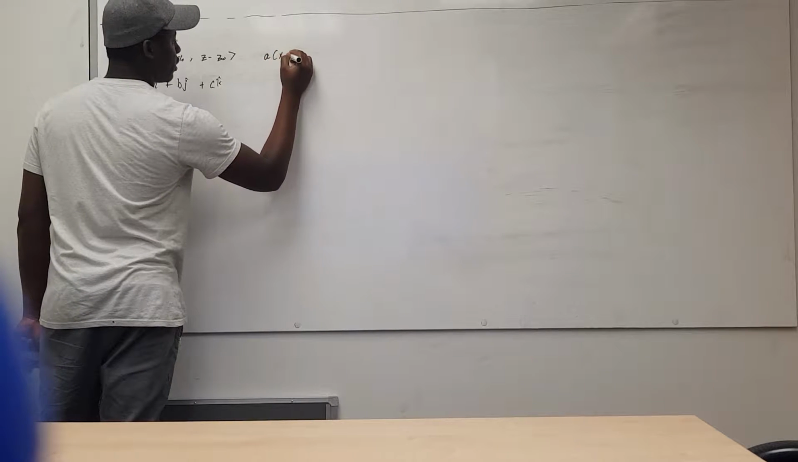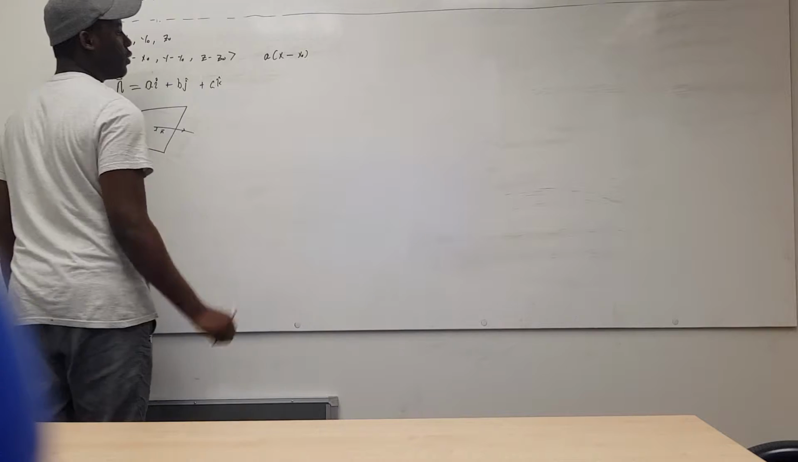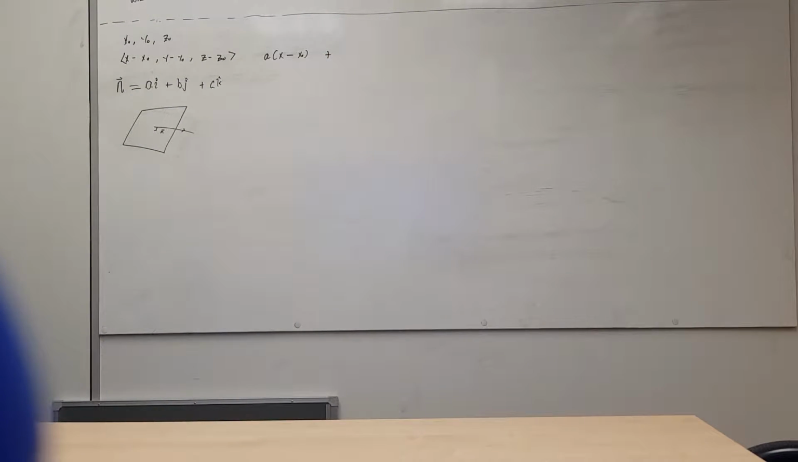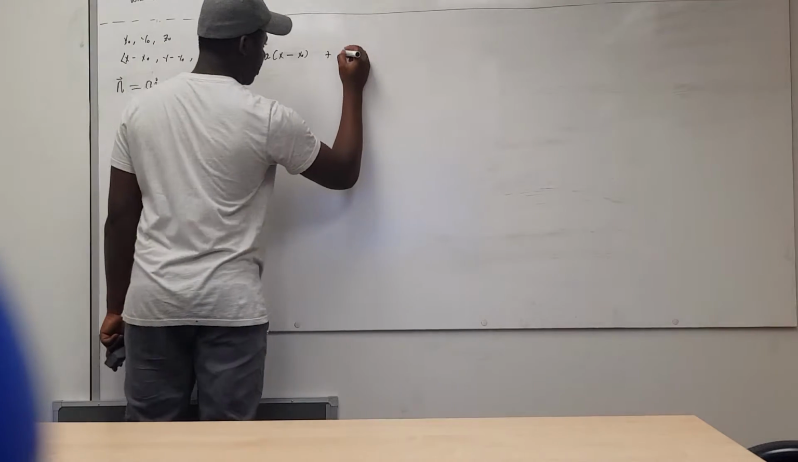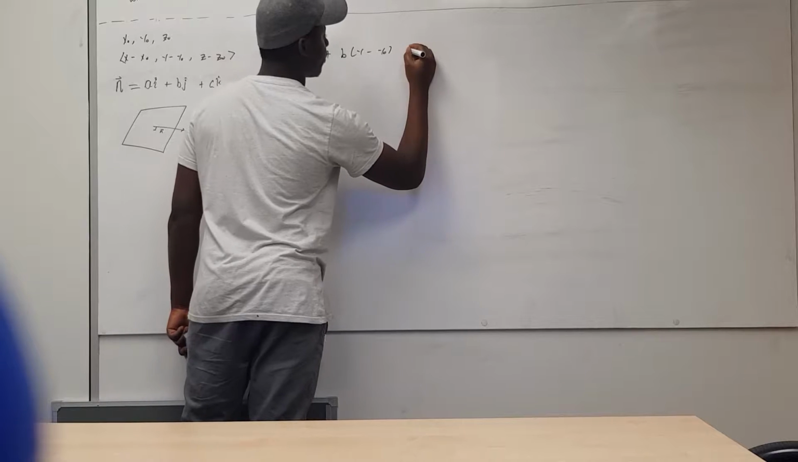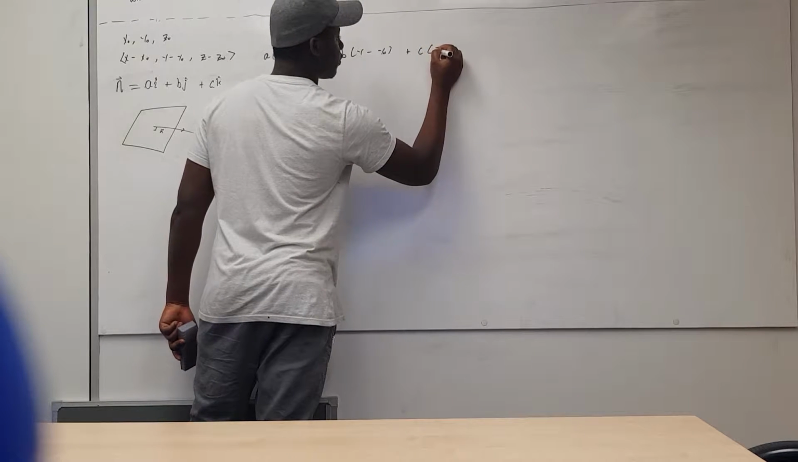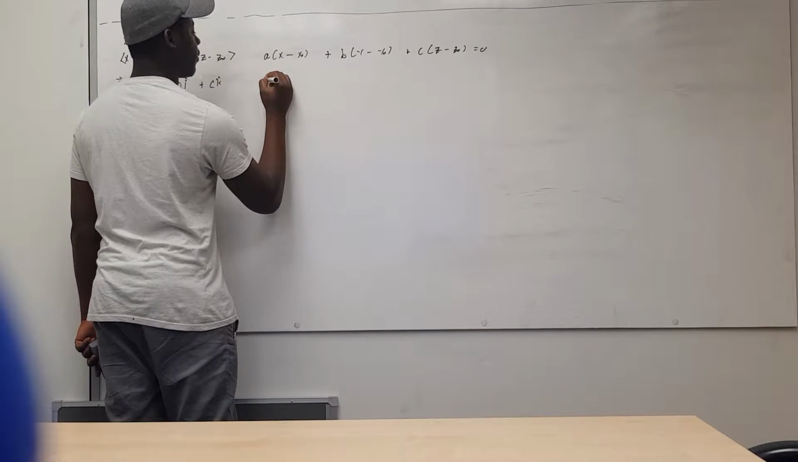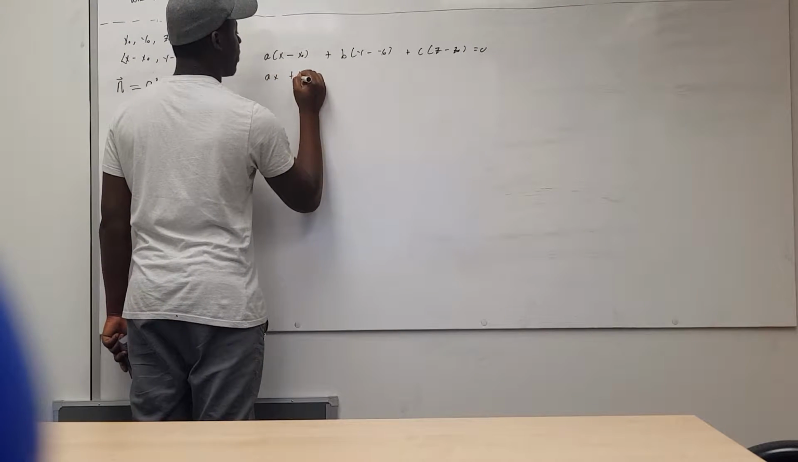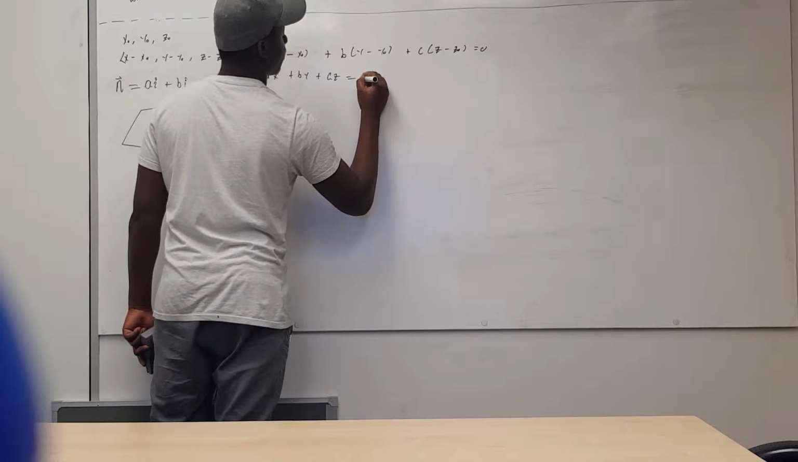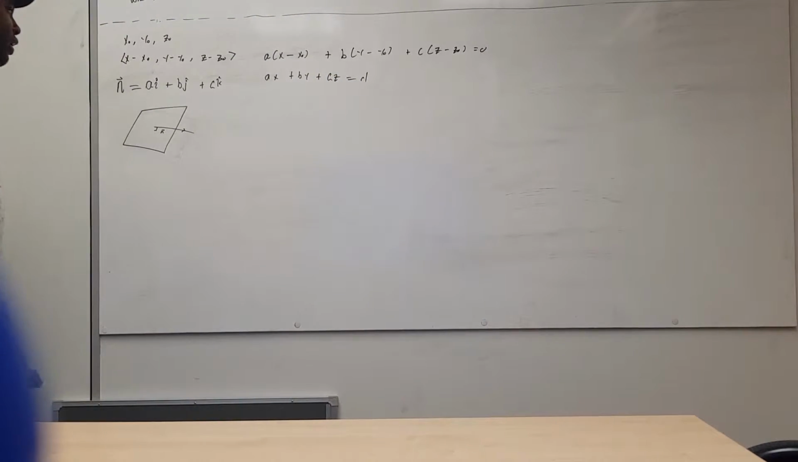So a times x minus x naught plus b. I think I derived this in the last video. I think I did, but I'm just going to run over it.